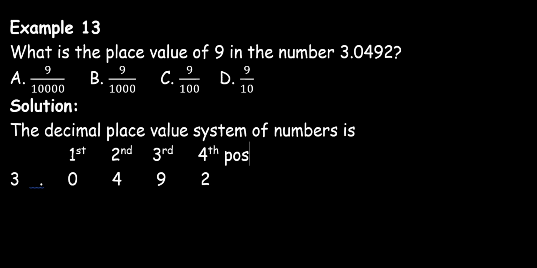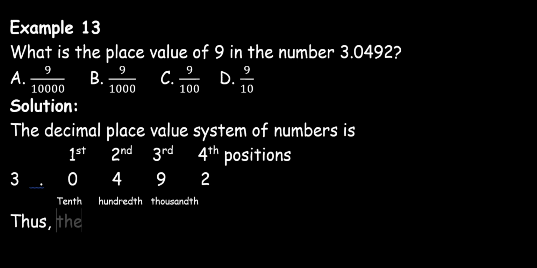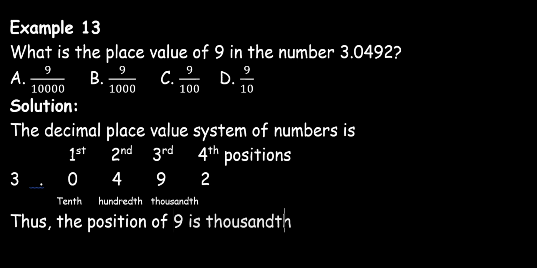Those are the positions. Now, we know that after the decimal point, the first number is in the tenths, the second number is in the hundredths, and the third number is in the thousandths. Thus, the position of 9 is thousandths. That is 9 over 1,000.